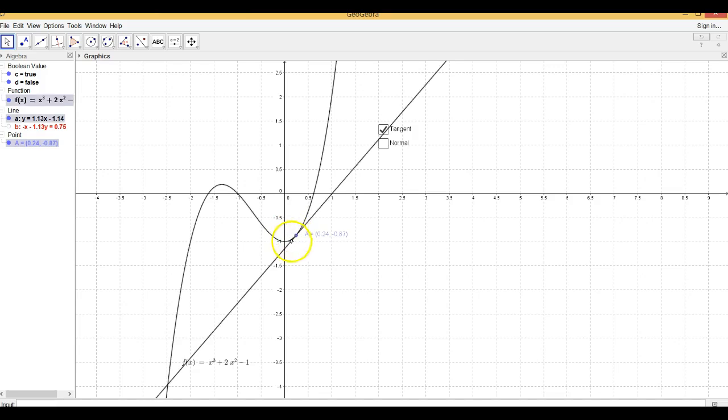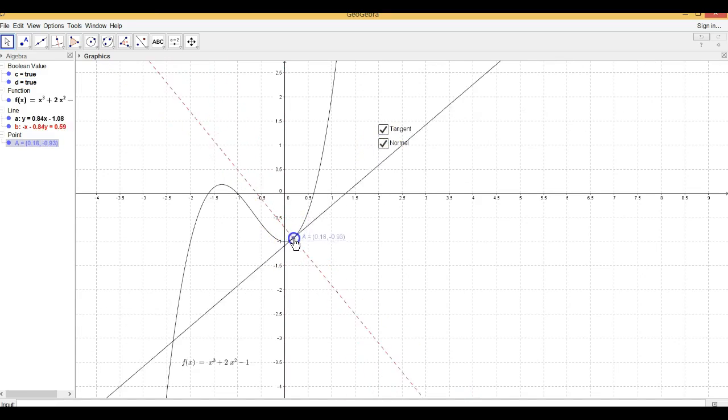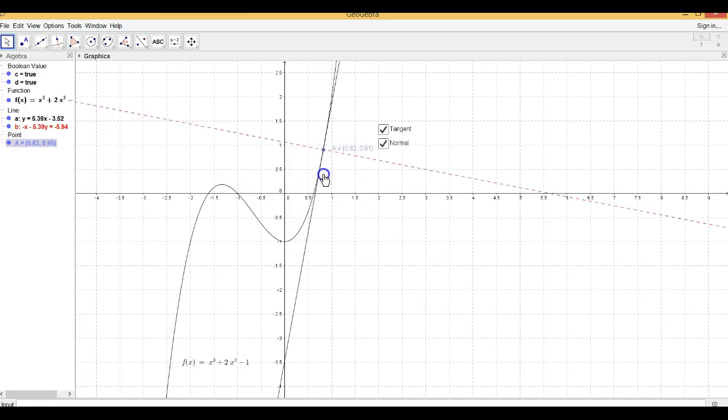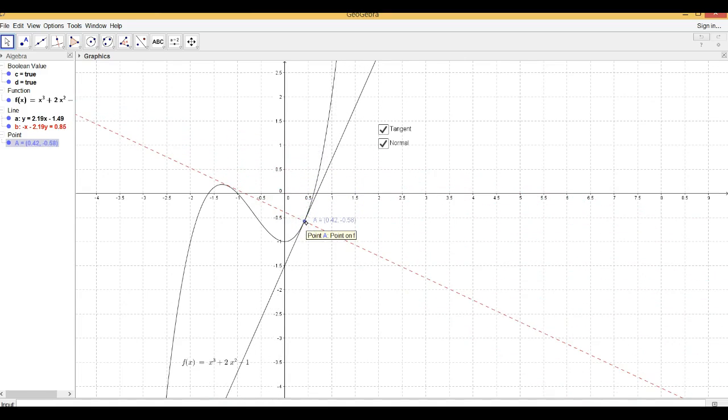Right, so that's good. What's the normal though? That's the normal there. It is the perpendicular at the point of contact with the tangent. So it's the perpendicular to the tangent. Normal and tangent are perpendicular to each other. Have I said that enough now? So how are we going to find the gradient of the normal, and hence the equation of the normal?